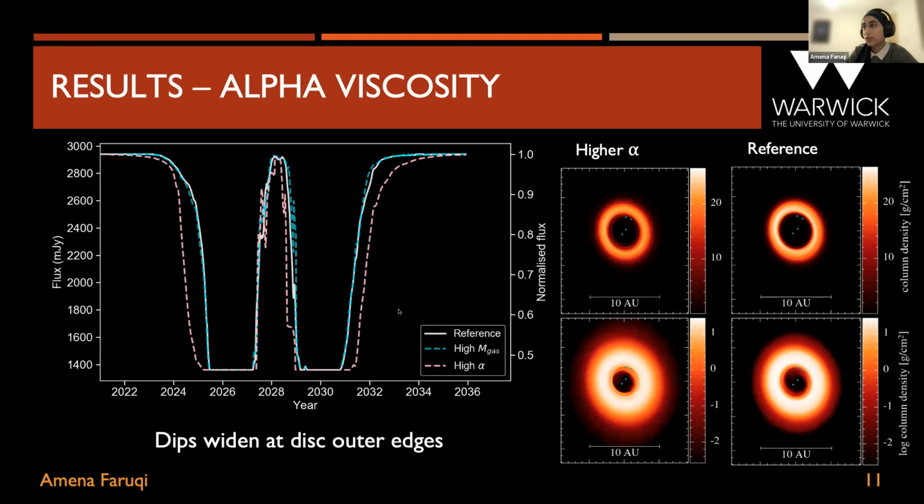Increasing the alpha viscosity, however, does have an observable effect. So we can see that between the reference model and the higher alpha model, there's a lot more viscous spreading at the outer edge of the disk, especially in the absence of any outer binary interactions with the outer edge of the disk. So that leads to the dips widening, specifically at the outer edges. We see that the transit is prolonged at the end and begins a little bit sooner, but the region where the stars are passing behind the disk cavity, the inner edges, is mostly unaffected. There's not much difference there.